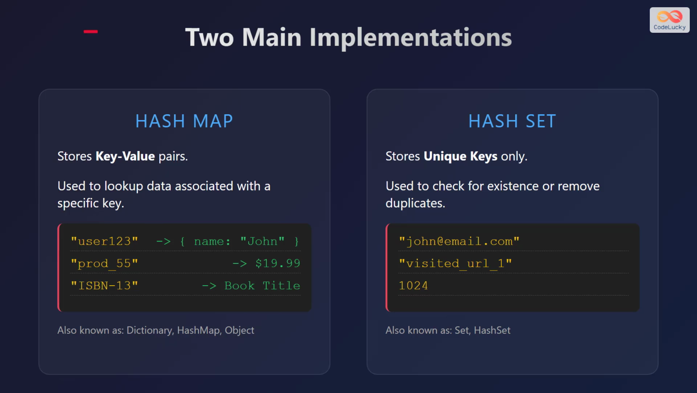In programming, you will typically see two main types of hash-based structures. First is the hash map, which stores key-value pairs, perfect for lookups like finding a user by ID. Second is the hash set, which only stores unique keys. This is incredibly useful when you just need to check if an item exists or remove duplicates from a list.